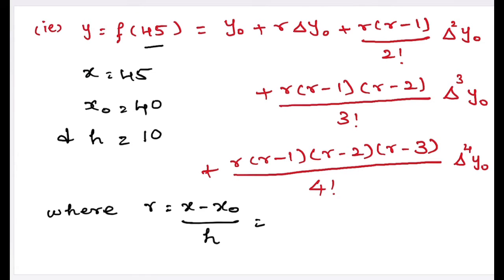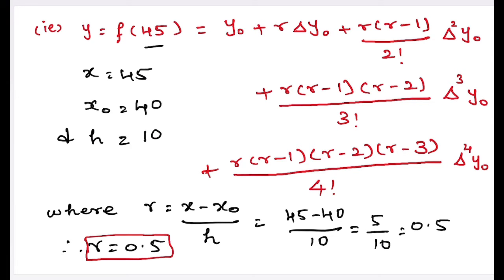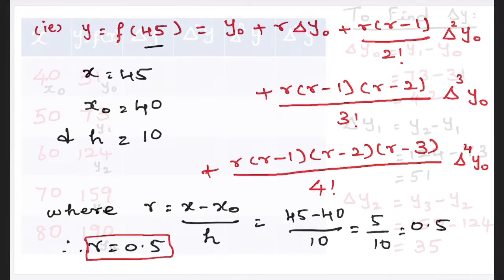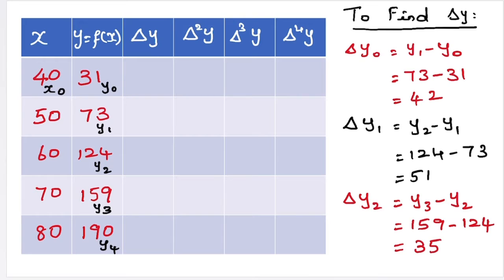So after substituting, we get 45 minus 40 by 10 is equal to 5 by 10, which is equal to 0.5. So our r is equal to 0.5. Now we construct the forward difference table. Write the x values and y values in their respective columns.